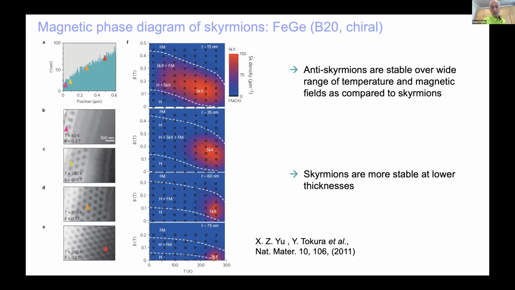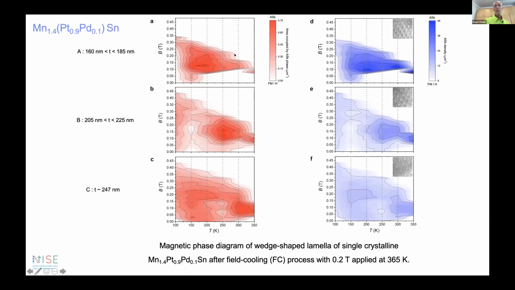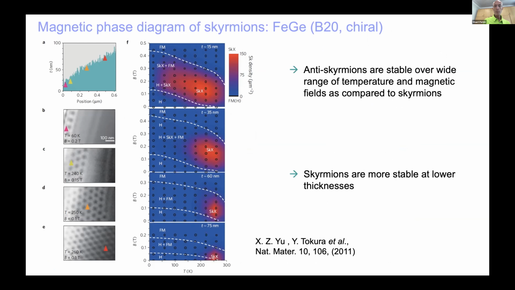And you can see this is a big contrast to our own work, where the antiskyrmions are highly stable over the thickness and temperature range. So there's a big difference between antiskyrmions, stable over a wide range of temperature and magnetic fields, as compared to skyrmions, which have a limited stability. This is an important point.